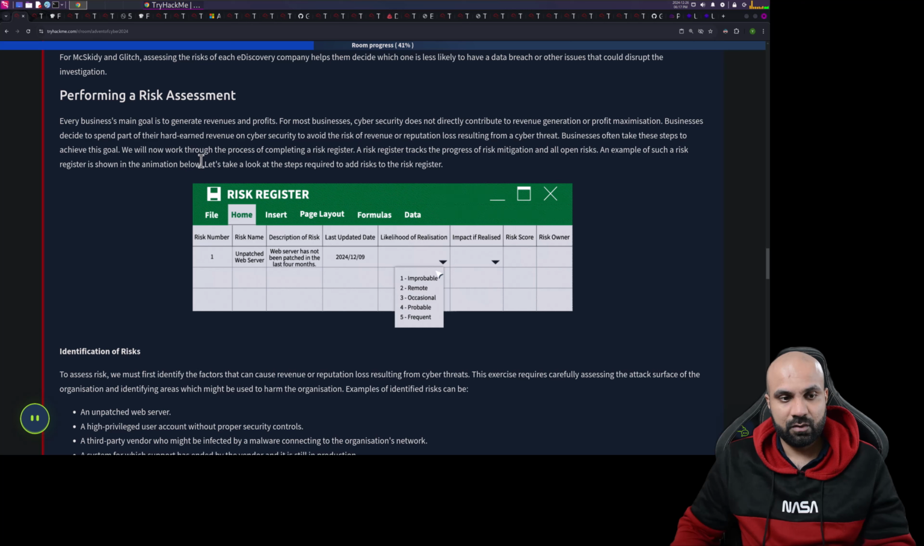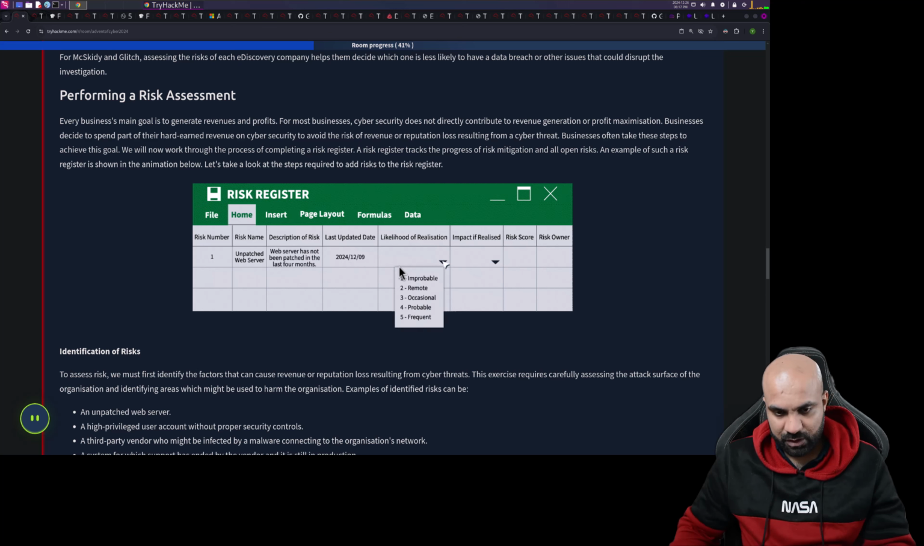We will now work along the process of completing a risk register. A risk register tracks the progress of risk mitigation and all open risks. An example of such a risk register is shown in the animation below. Let's take a look at the steps required to add the risk to the risk register. So we have risk number, name, description, likelihood of risk realization, impact of the realization, risk score, and risk owner. So we have unpatched web server. The web server has not been patched in months.